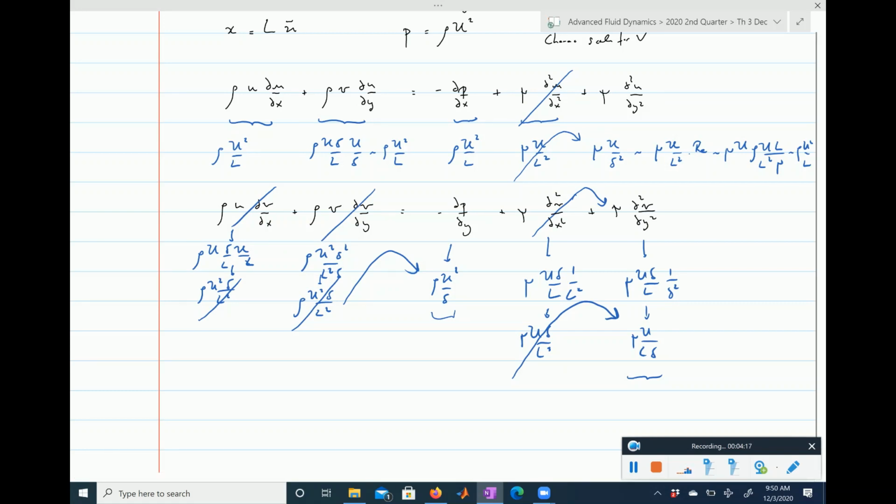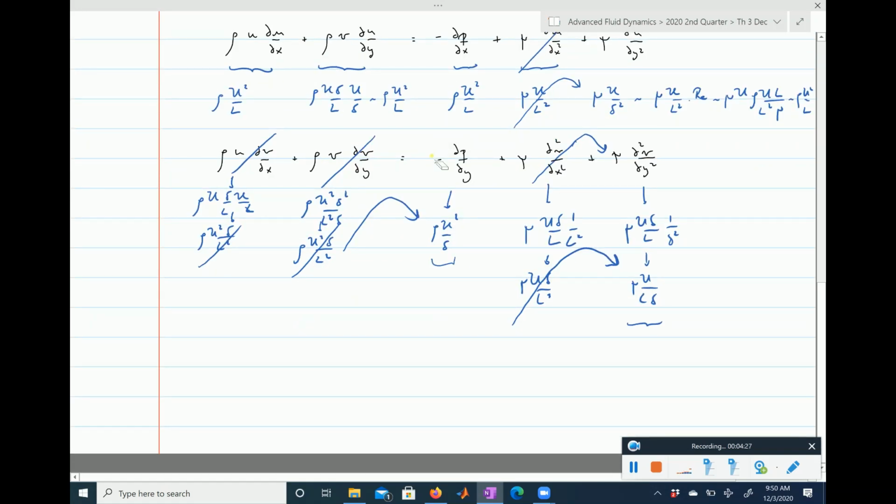So the only terms we have left are the pressure term and possibly this viscous term here. But if you take the ratio of the pressure term with respect to the viscous term, you see that the ratio of this scale and that scale is precisely a Reynolds number. And the Reynolds number, remember, is large. So in that case, this term is also negligible because it's much smaller than this term. And so the only term that you have left is minus dp/dy.